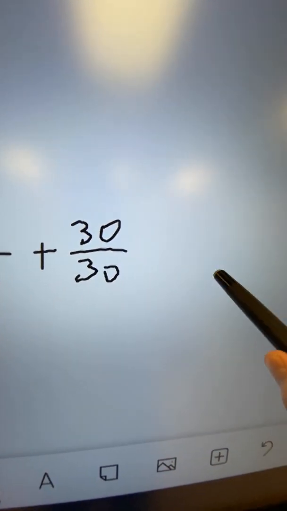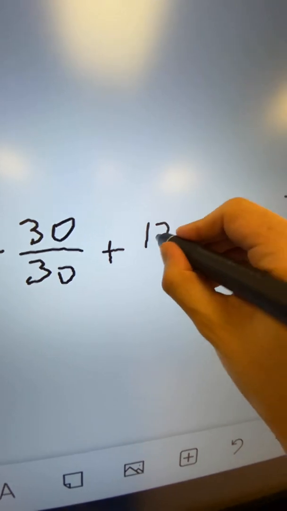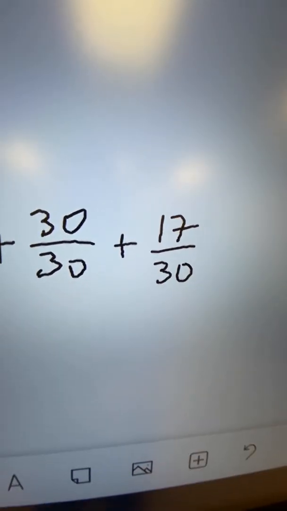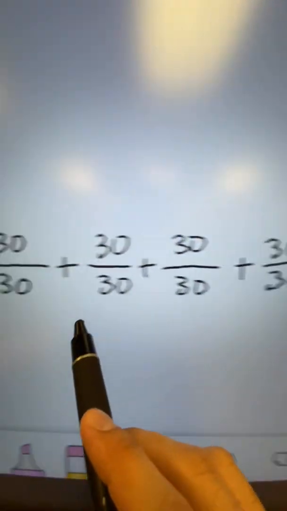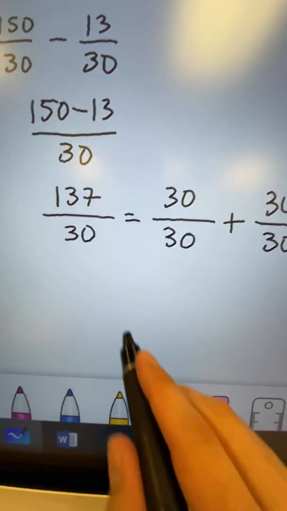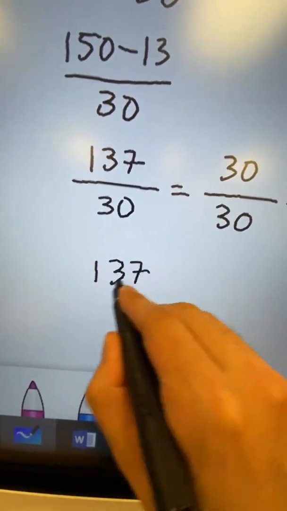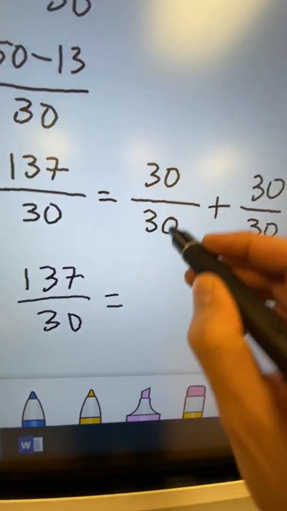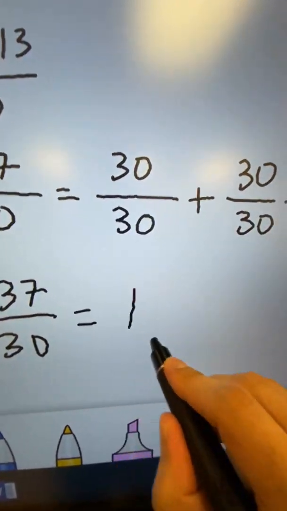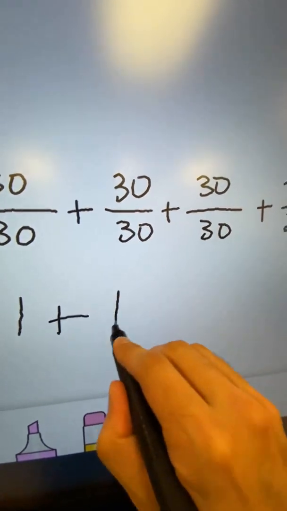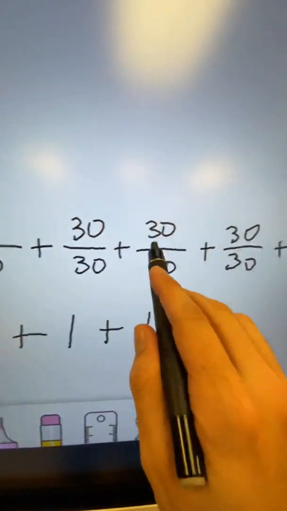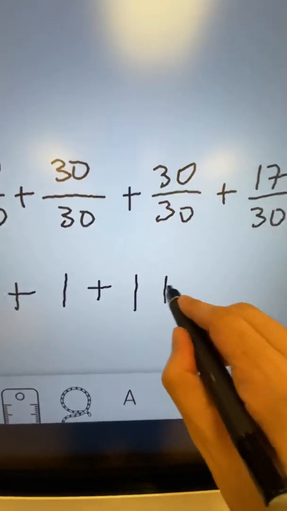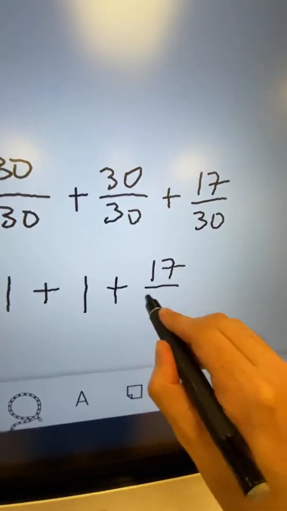So for this last one, it's going to be plus 17 out of 30. So you can see when I add 30 plus 30 plus 30 plus 30 plus 17, I get back 137. And now I'm just going to rewrite it one more time because, as I mentioned earlier, 30 out of 30 is just one whole amount. So that means I have 1, 2, 3, 4 whole amounts, 1, 2, 3, 4 of those, plus 17 out of 30.